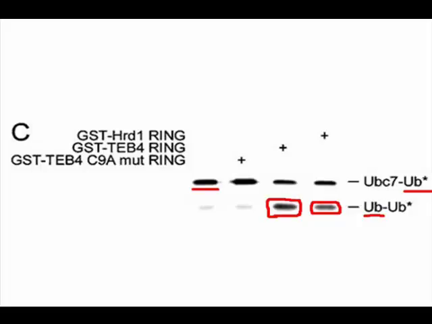The authors then go on to assay if this ring finger structure is critical, and in doing so they create the C9A mutant, which is previously shown to disrupt other ring finger activity. Here they show that the C9A mutant gives transfer that is approximately equal to that observed in the negative control, leaving the majority of the fluorescently labeled ubiquitin attached to UBC7.